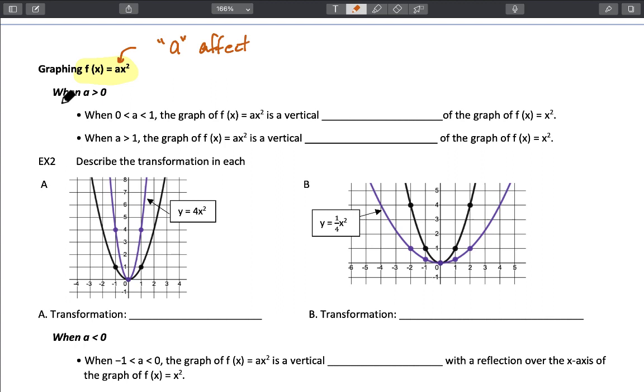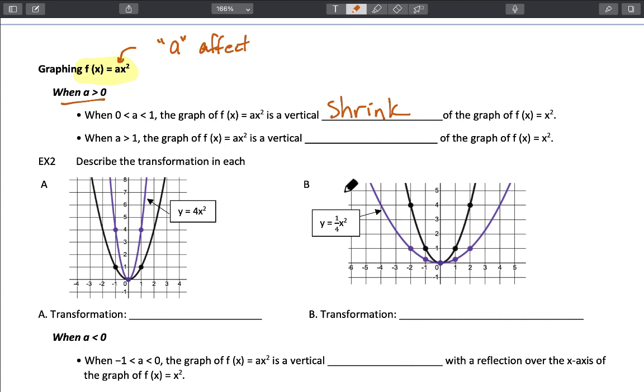All right, so there's a couple different scenarios. When a is greater than 0, here's our first scenario. A can be greater than 0, but it can be between 0 and 1. So these are fraction numbers, right? Less than 1, so like 1/2 or 1/3 or 2/5. Then the graph of f of x is going to be a vertical shrink. And it's going to be scrunched down or vertically shrunk by some factor, and that factor is going to be whatever a is.